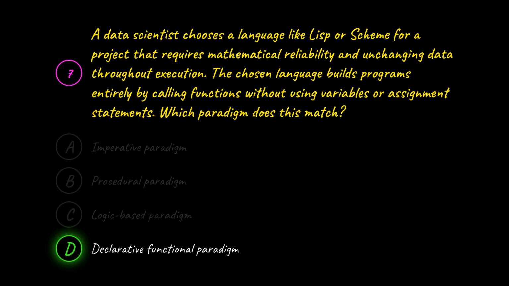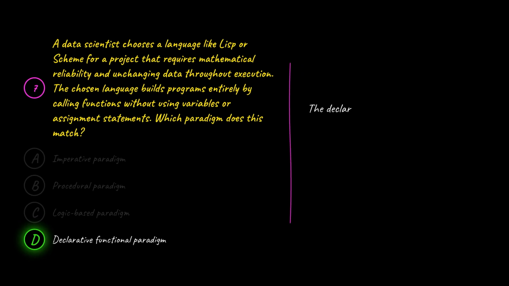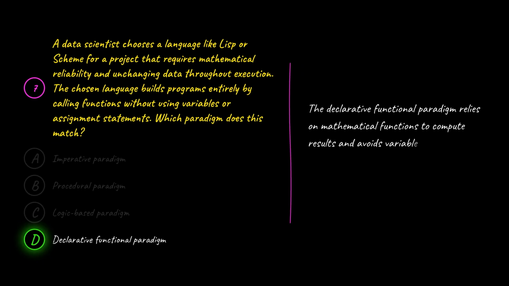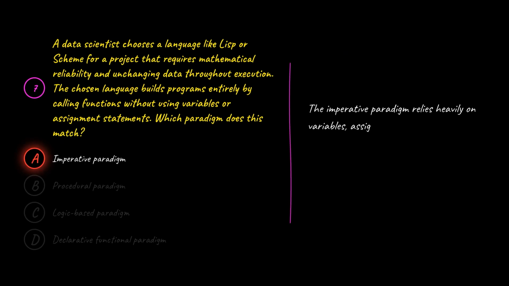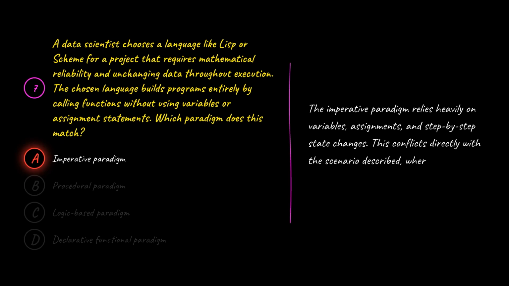The correct answer is D. Declarative functional paradigm. D is correct because the declarative functional paradigm relies on mathematical functions to compute results and avoids variables or assignment statements. Languages like Lisp, Scheme, and ML are well-known examples of this programming approach. A is wrong because the imperative paradigm relies heavily on variables, assignments, and step-by-step state changes. This conflicts directly with the scenario described, where no variables or assignment statements are used during program execution.